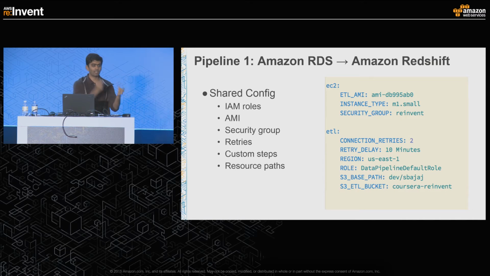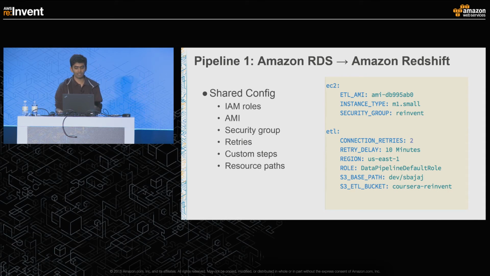Then you have a single config. If you saw our pipeline definition, we didn't specify what AMI we wanted to use or what security groups we wanted to run this pipeline in. All this is stored in a single config, and you can override all of these in a pipeline. We'll see that in the next example. By default, we would use this AMI, this security group, this many retries, this retry delay. All this is abstracted away so that not every developer has to specify these config parameters.